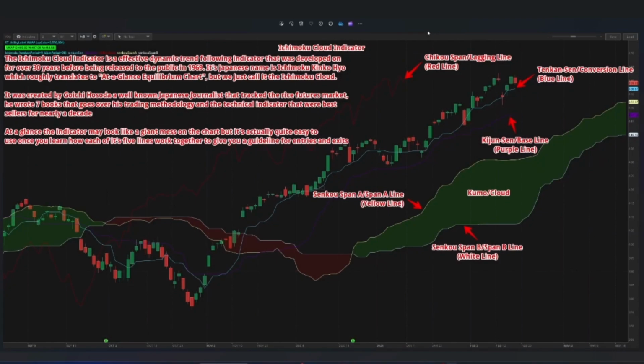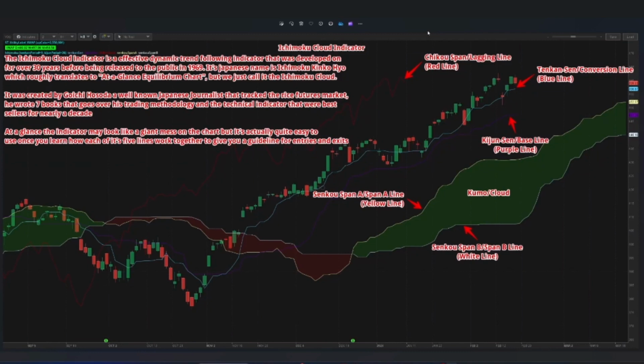Works. So let's get started. So the Ichimoku Cloud indicator, it's a technical indicator. There's fundamental analysis, there's technical analysis. That's beginner level stuff that you can probably look up on Investopedia if you're not sure about. But it's on the technical analysis side.